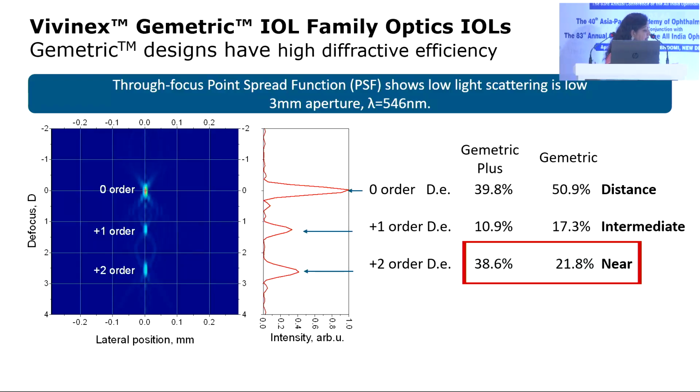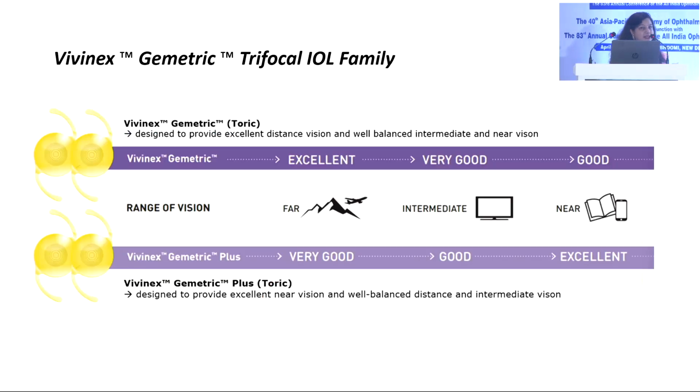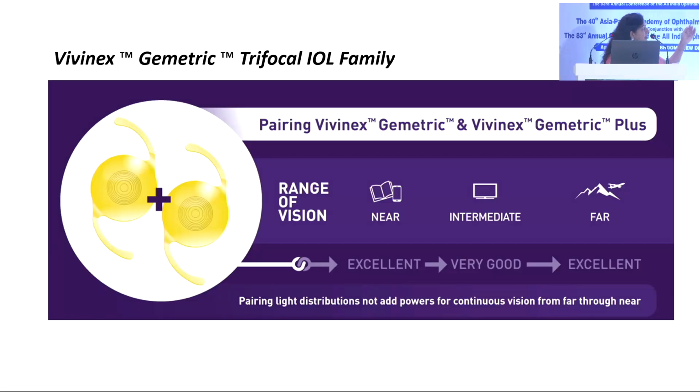So if you look at the geometric plus, it has a 39.8% distribution for distance, and look at the near distribution, it's almost as high as 40%. So 38.6%, whereas in the geometric, it focuses more on the distance, and that is why it is a 50% distribution of light for distance, 21% for near. And that is why when you combine the two, you have an excellent visual quality for distance with the geometric and an excellent visual quality for near with the geometric plus. So when you combine the geometric with the geometric plus, you get excellent distance, excellent near, and a very good intermediate.